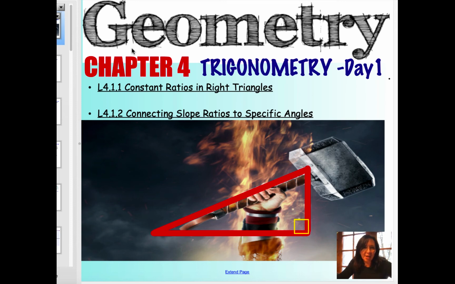Hi everyone, this lesson is for geometry students. This is chapter 4, beginning trigonometry day 1. Today we're going to talk about constant ratios and right triangles, also connecting slope ratios to specific angles. So let's get started.